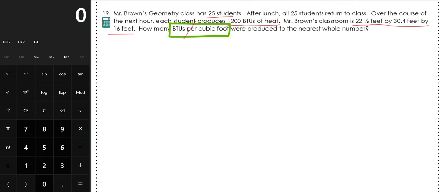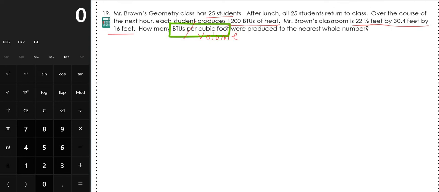Now think about it. What's a cubic foot? When do we use cubed units? We use that with volume. So they're saying take your BTUs, divide by the volume. The volume of what? Well, the volume of the classroom is the only thing that they gave you. So let's think about what the classroom looks like. Let's figure out how many total BTUs there were, and let's solve this problem.